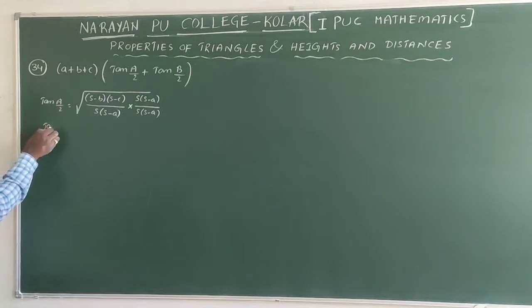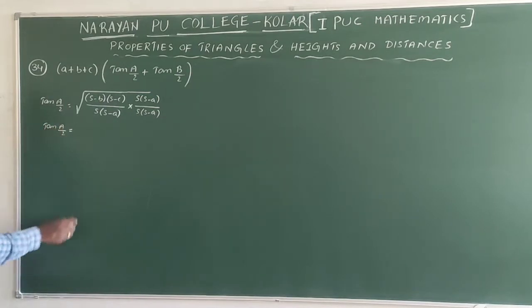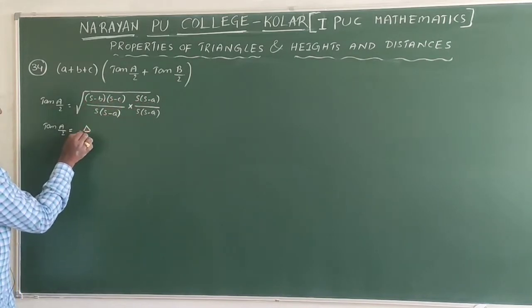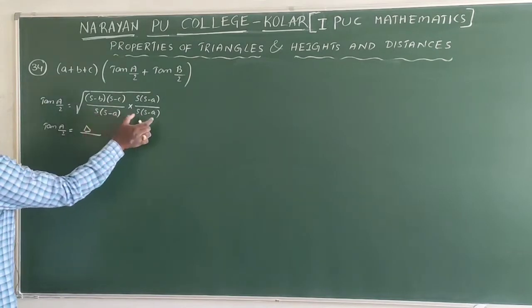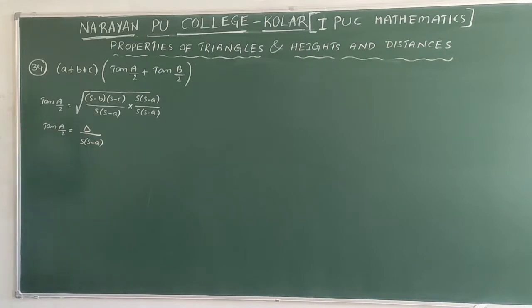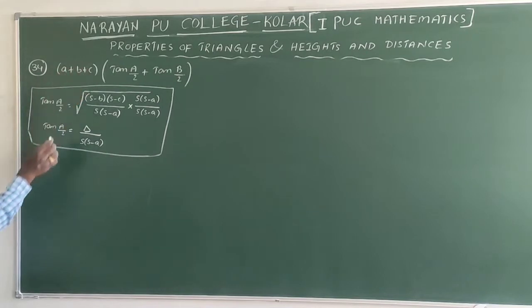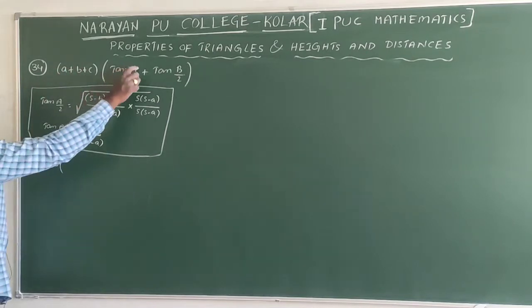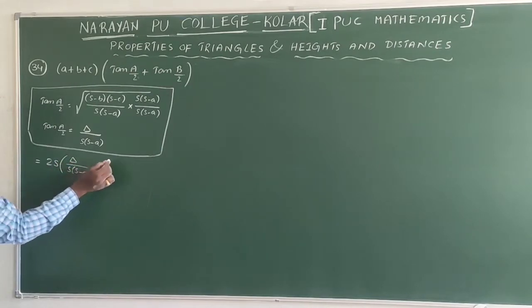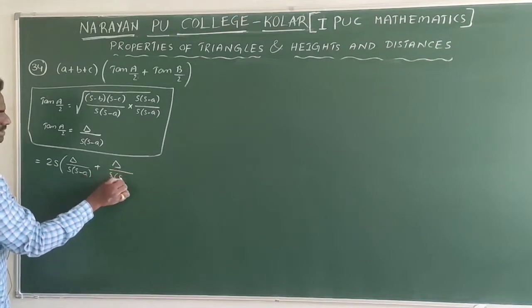That is nothing but tan A by 2 can be written as: numerator under root of S into S minus A into S minus B into S minus C, that is nothing but delta, by S into S minus A. S into S minus A squared will give a square and the roots get cancelled. Now we have derived a new formula. We use this formula for tan A by 2, similarly for tan B by 2, similarly for tan C by 2. Now substitute this value here. A plus B plus C is nothing but 2S. Tan A by 2 I can write as delta by S into S minus A. Similarly tan B by 2 is delta by S into S minus B.